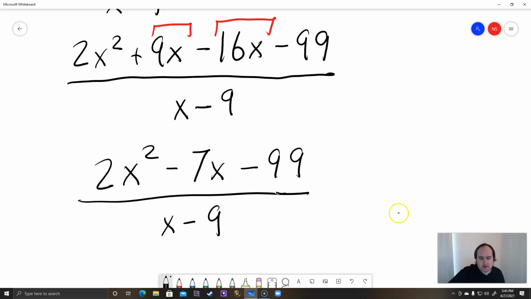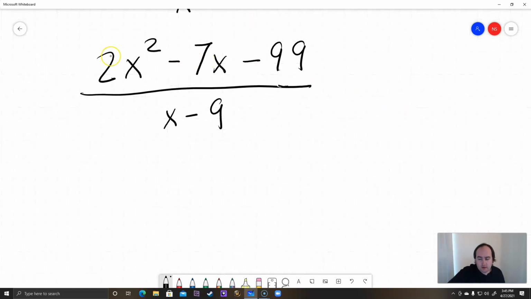Okay, so we're still not done. So how do we factor the numerator? Well, it has three terms, so we're going to factor using the x method. So over here for the numerator, I'll write an x. And on the top, we do the first term times the last term.